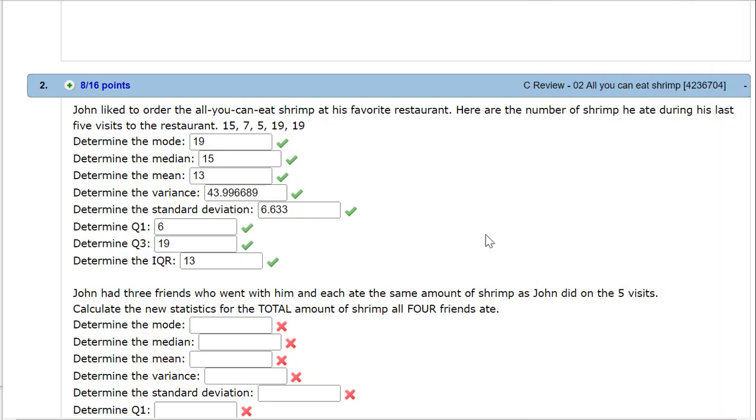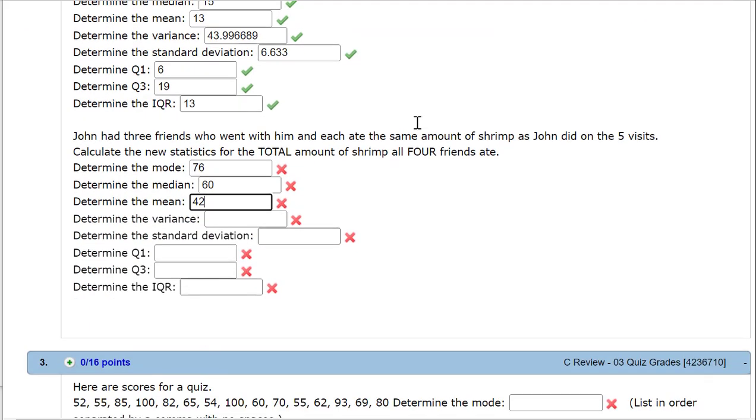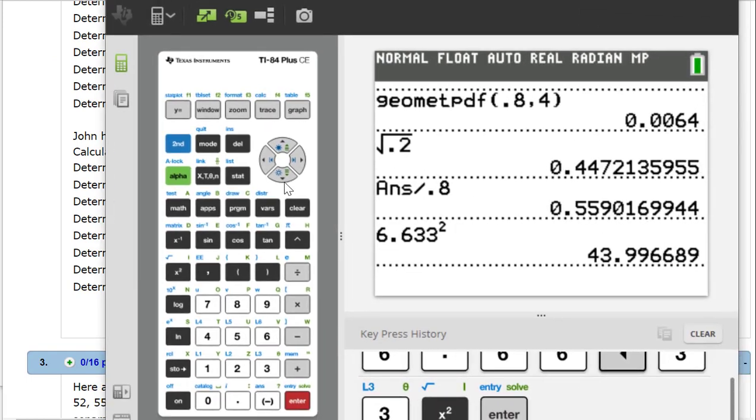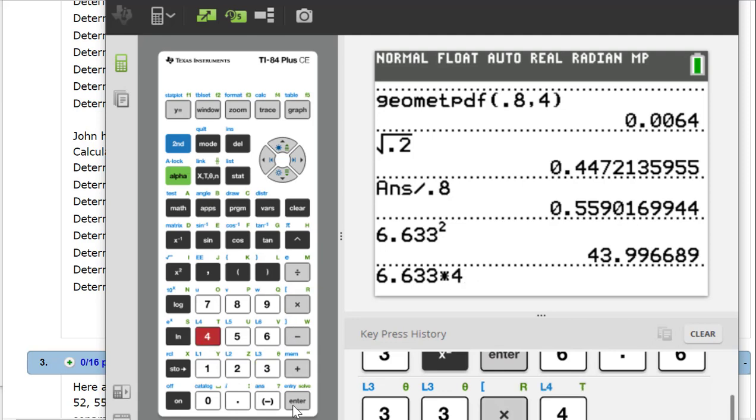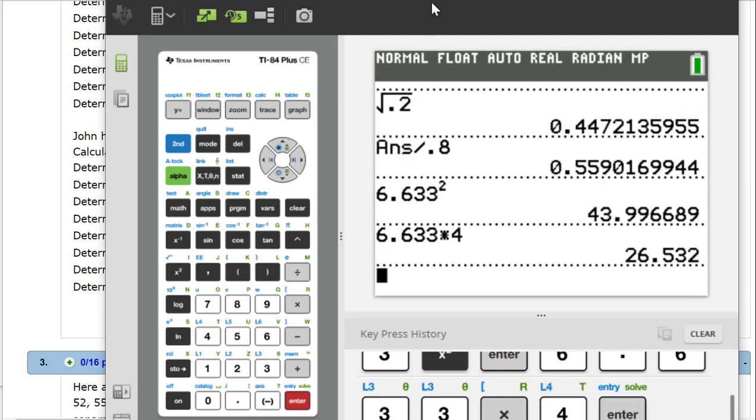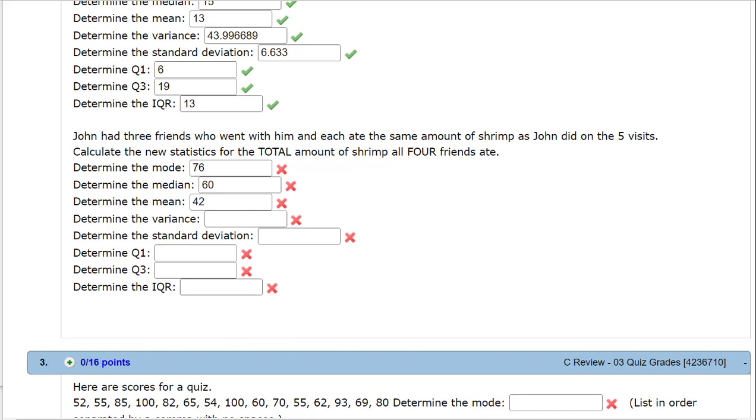So I can just go 19 times 4. What is that? 76, yeah. Median is 15 times 4 is 60. Everything should just multiply by 4 except for one thing. 13 times 4 is 42. Standard deviation, I'll grab my calculator. Notice I'm skipping the variance. Always skip the variance, all right? Never try to do a shortcut on variance. 26.532.